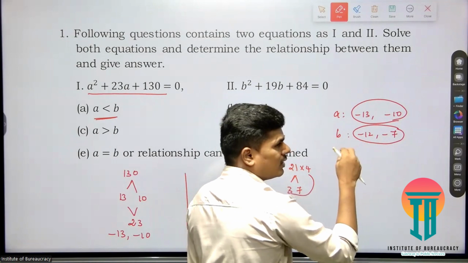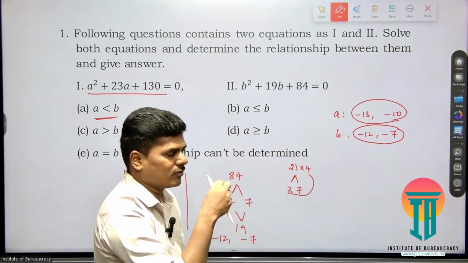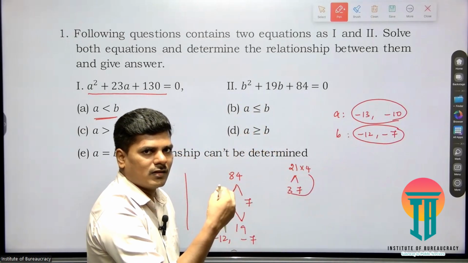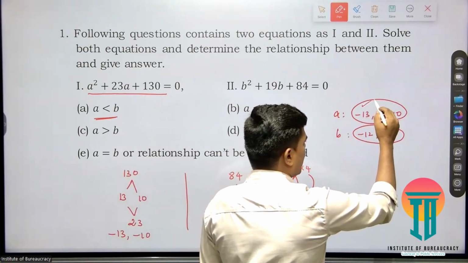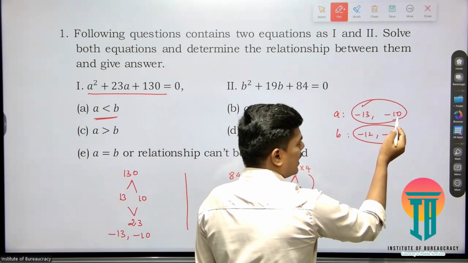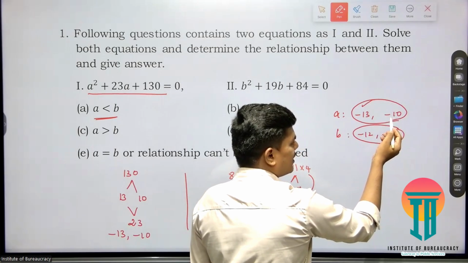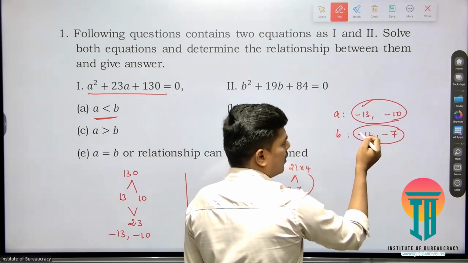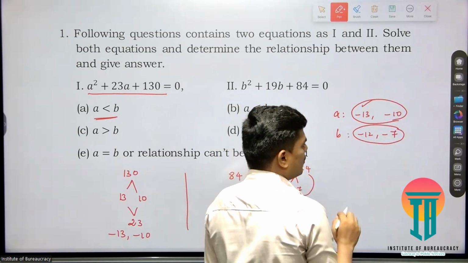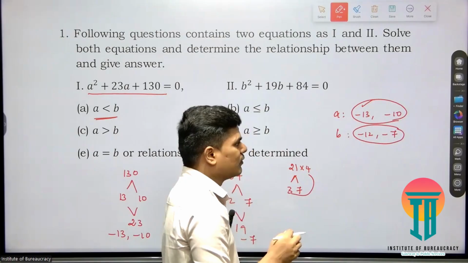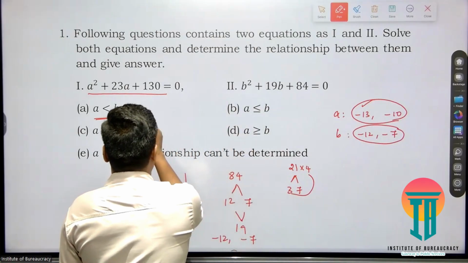Less than 7. So in the negative, we know the smaller the number, the bigger it is. The higher the number, what does it become? Smaller. So this is okay. 13 is less than these two numbers. But minus 10 is not less than 12. It is going to be greater than minus 12. Therefore, this option cannot be the answer.